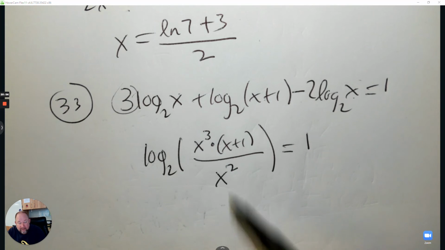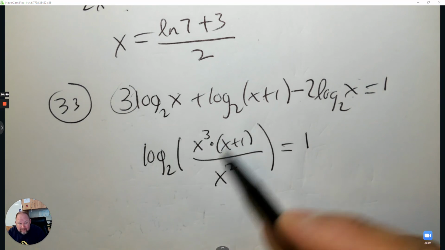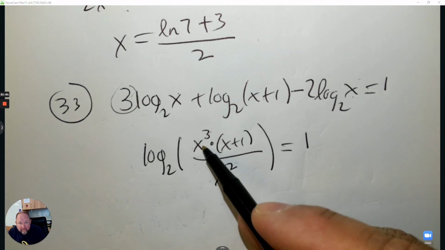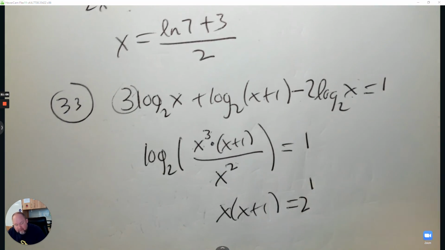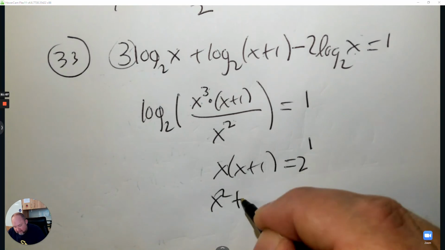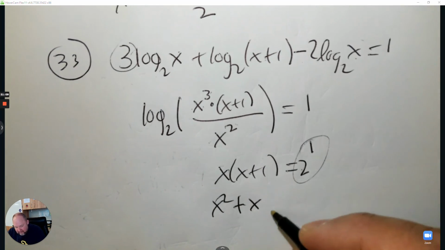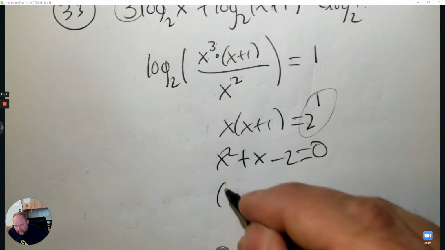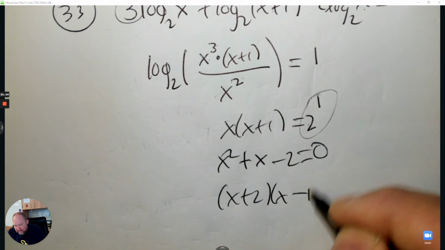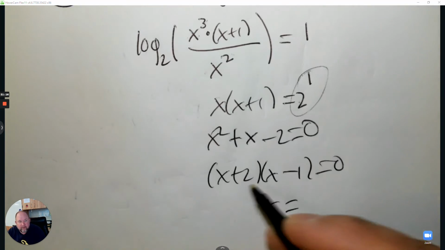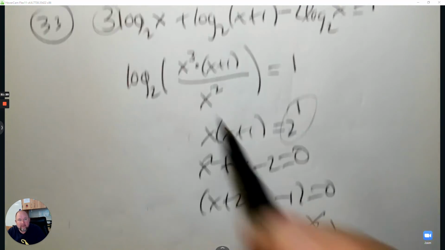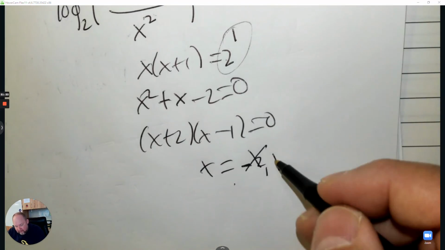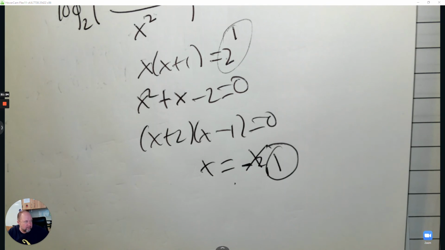I'm going to write this as an exponential. So what's inside the logarithm, I'm going to simplify this to just x times x plus 1, and then the base to the exponent 1. So this is x squared plus x, and then I'm going to subtract 2, and I'm going to solve it by factoring. I need to be careful here. So when I solve this, I have negative 2 and positive 1. But a logarithm cannot have a negative value in it, so the only answer that works is positive 1.